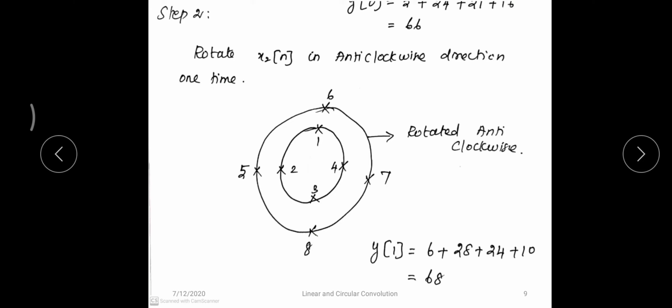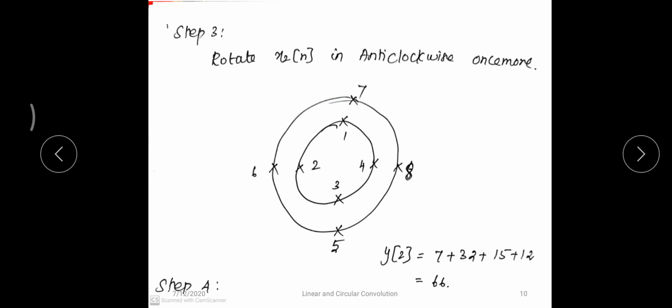Okay, to get the third sample, once again rotate x2 of n in anti-clockwise direction. Now 5 will come to this position, 8 will go here, 7 will go here, 6 will come to this position. As we'll see. Now once again do the multiplication, do the summation. 7 into 1, 4 into 8, 3 into 5, 6 into 2, and do the summation. That is nothing but 66. This is nothing but the third sample of your output sequence.